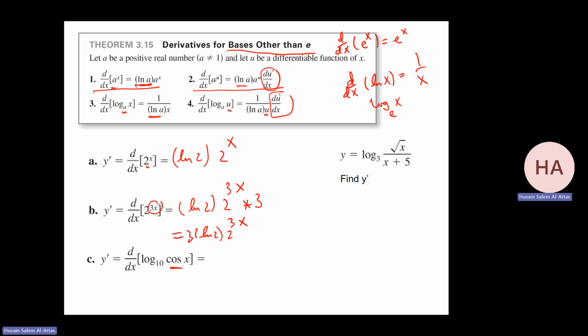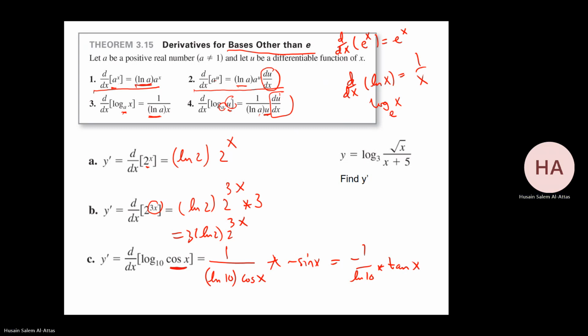Log of cosine x, this is my u, with the base 10. Log u, a is 10. So that will be 1 over ln 10 times cosine x, this is cosine x, times the derivative of cosine x, which is minus sine x. So my answer will be minus 1 over ln 10 times tan x. Sine over cosine is tan. Okay.